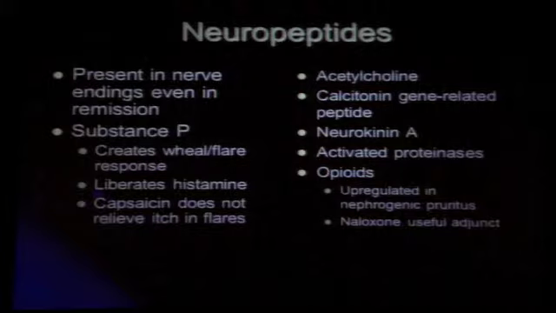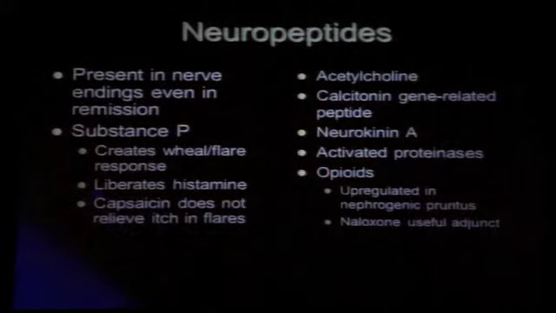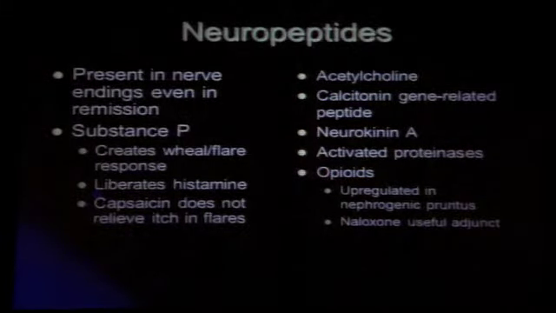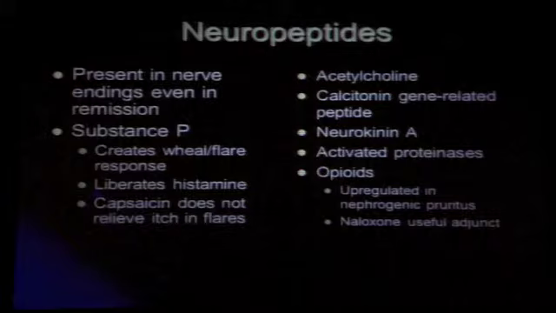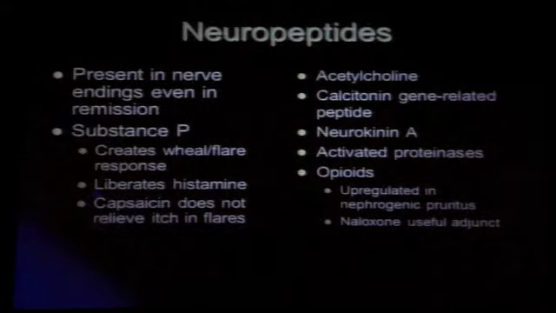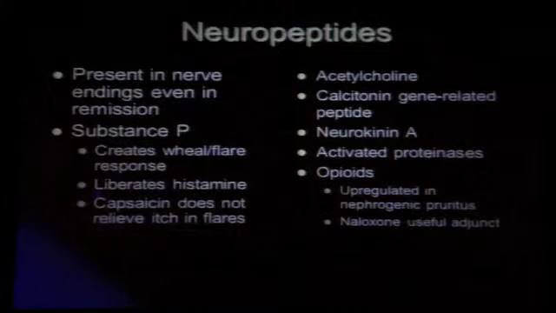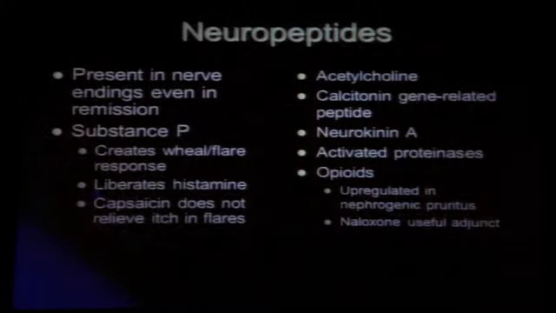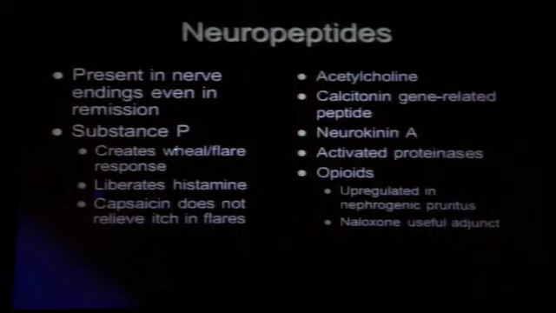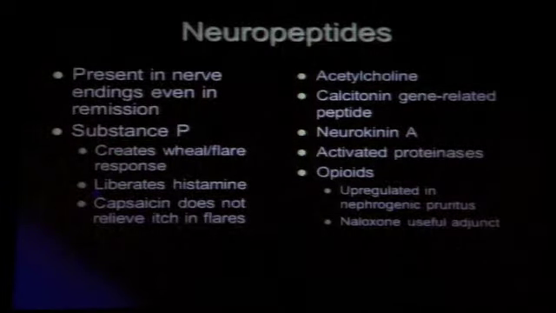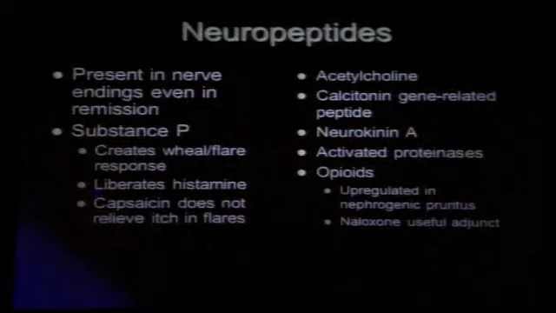Now, again, neuropeptides have a significant role also in changing that itch-scratch cycle as well as perpetuating the inflammatory cascade. If you think of substance P, for example, it is a very potent trigger of pain, as well as playing a very important role in urticaria by creating that wheal and flare response. It also has an important role in liberating histamine and allowing serotonin and histamine to have their impact.